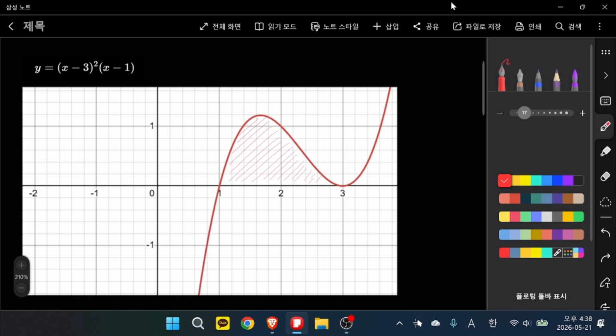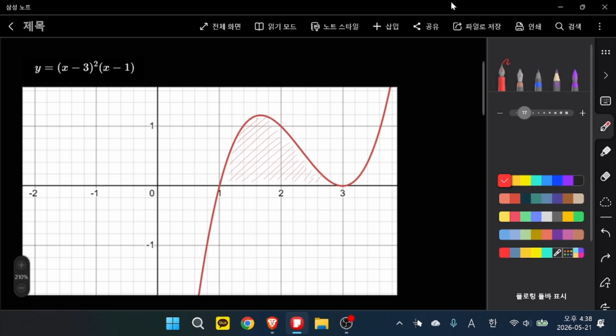We are going to learn the shell method using an example. Let's take the function y equals (x minus 3) squared times (x minus 1). We are interested in the region between the graph and the x-axis, the shaded area. Now imagine rotating this region around the y-axis.